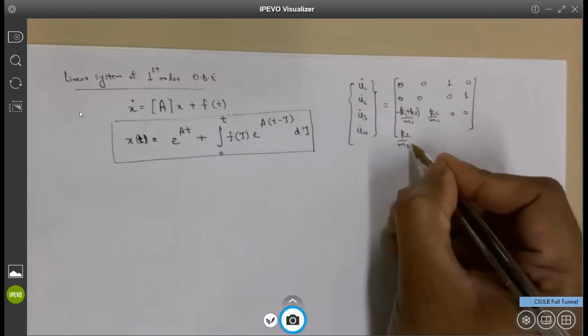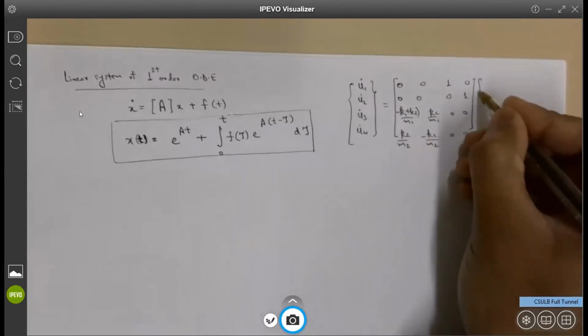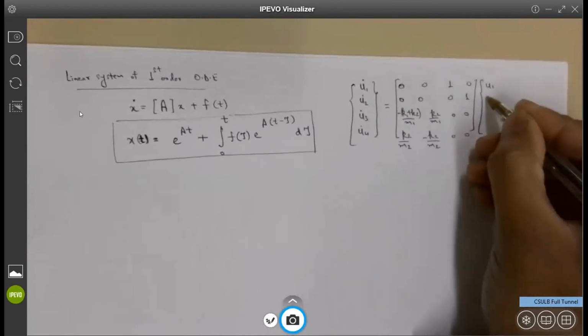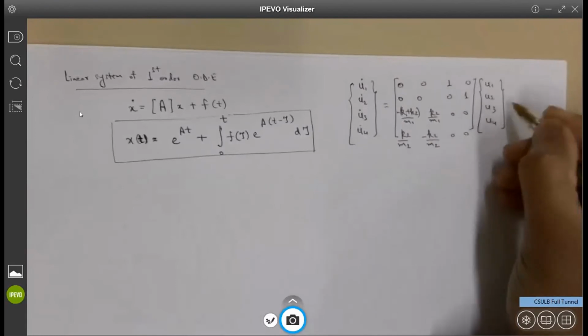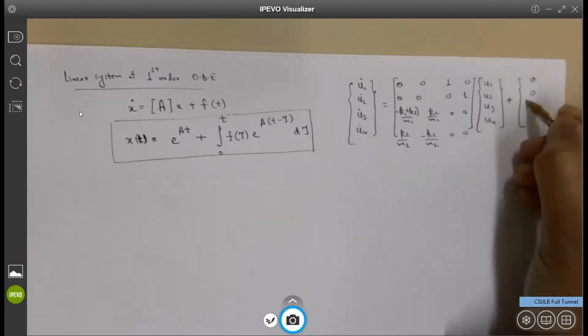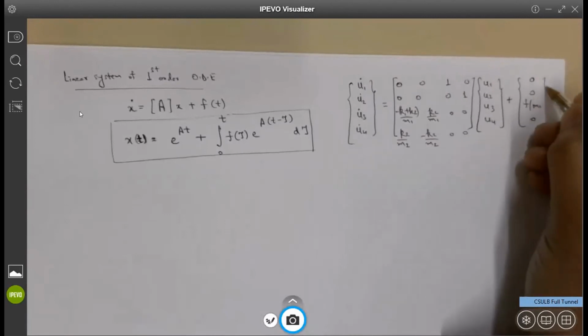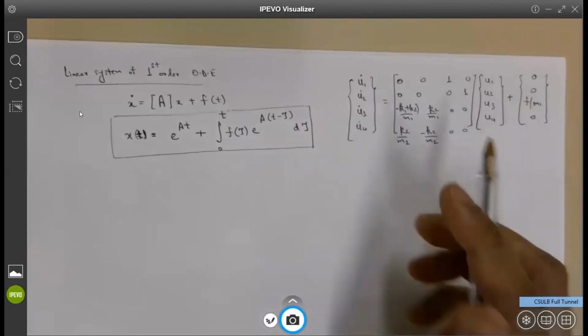K2 divided by M2, negative K2 divided by M2, 0, 0. U1, U2, U3, U4 plus 0, 0, F by M1, 0. So this is basically, I'm copying these matrices from the previous sheet.